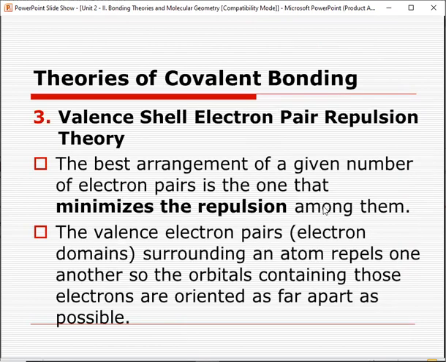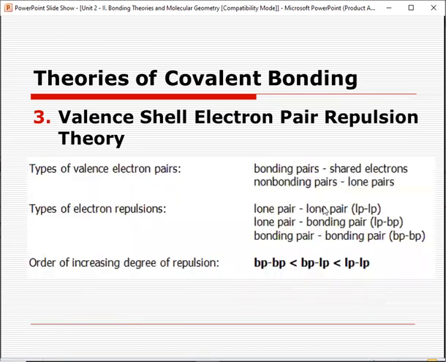Okay, theories of covalent bonding. Number 3 is the valence shell electron pair repulsion theory, or the VSEPR theory. The best arrangement of a given number of electron pairs is the one that minimizes the repulsion among them. The valence electron pairs, or electron domains surrounding an atom, repel one another, so the orbitals containing those electrons are oriented as far apart as possible.